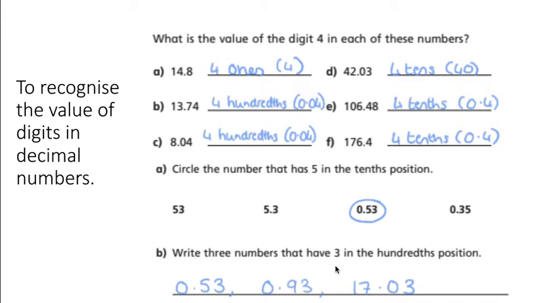It says write 3 numbers that have 3 in the hundredths position. These are just 3 examples. Yours may be different. It doesn't matter if yours are different, but they must have the 3 in the hundredths. So not directly after the decimal point, but the place after that.